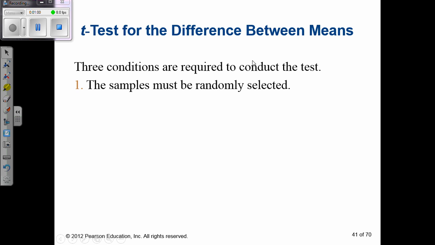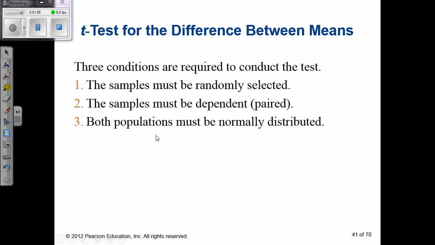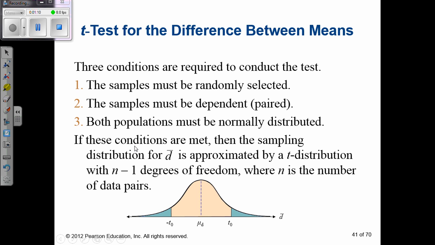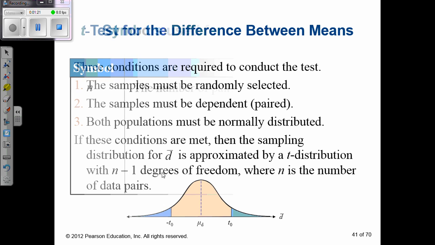The conditions that are required are this: two samples must be randomly selected, they must be dependent or paired, and both populations must be normally distributed. And if this is the case, then this approximates a t-distribution with n minus 1 degrees of freedom, where n is the number of pairs.